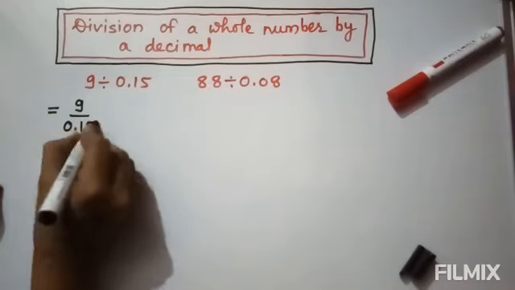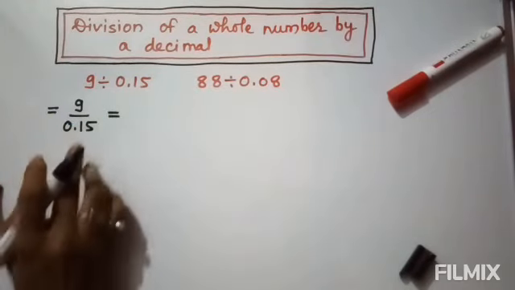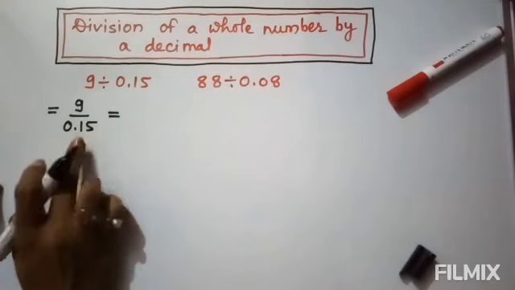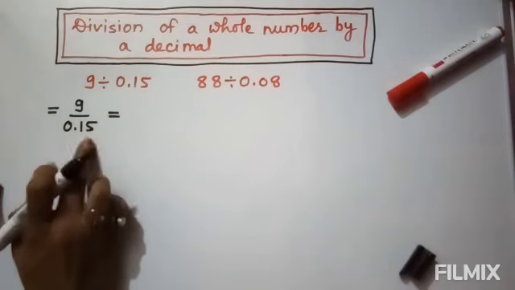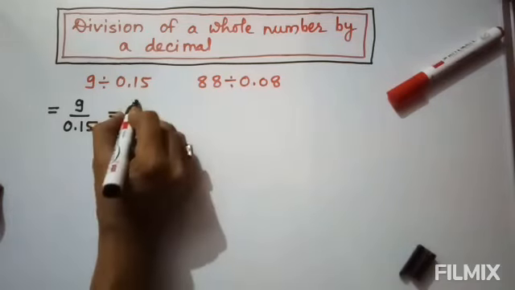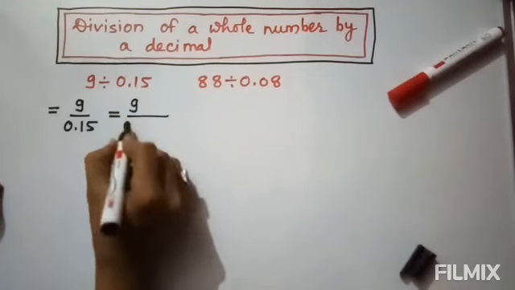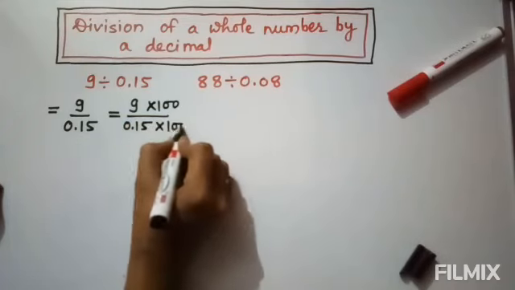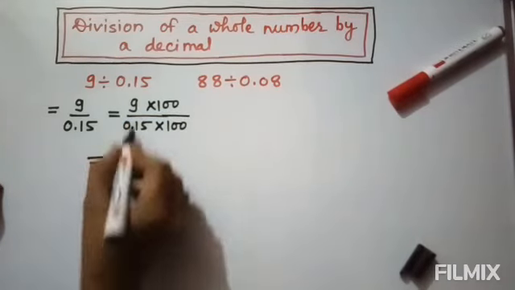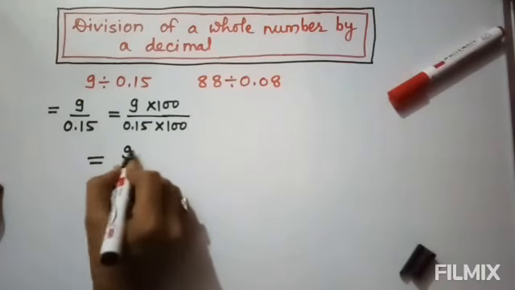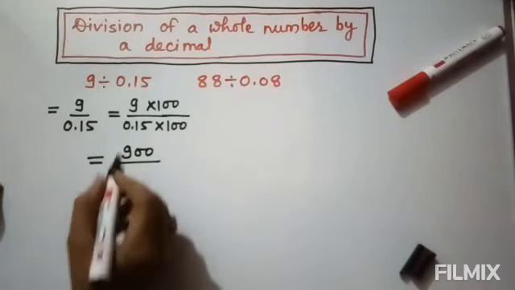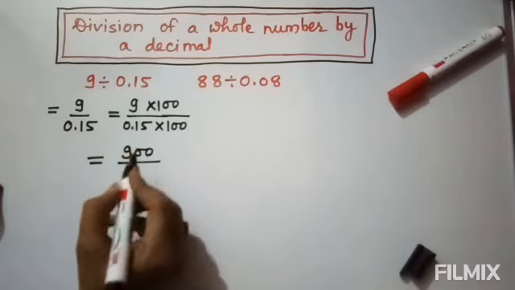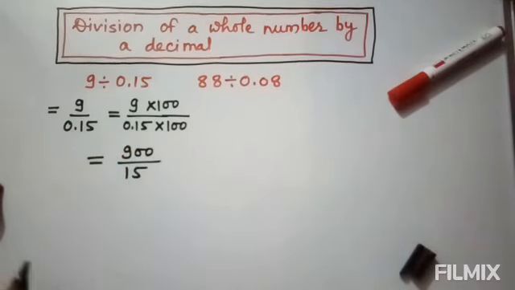We first write it in fraction form, and we observe how many decimal places the divisor has. As you can see, 1, 2. The divisor in this question has 2 decimal places. So we will multiply the dividend and the divisor by 100 to convert into a whole number. Now 9 multiplied by 100 becomes 900, and 0.15 multiplied by 100 becomes 15. So it converts into whole numbers as 900 upon 15.